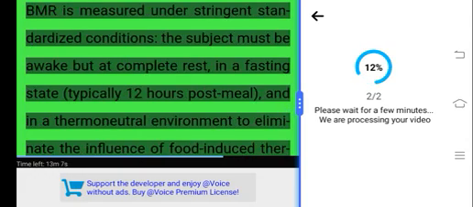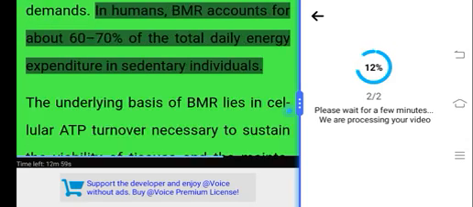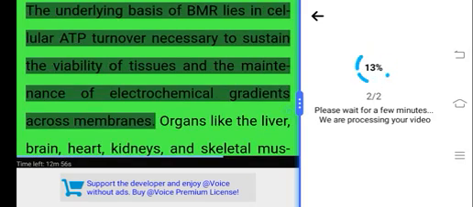The subject must be awake but at complete rest, in a fasting state typically 12 hours post-meal, and in a thermoneutral environment to eliminate the influence of food-induced thermogenesis and thermoregulatory energy demands. In humans, BMR accounts for about 60–70% of the total daily energy expenditure in sedentary individuals. The underlying basis of BMR lies in cellular ATP turnover necessary to sustain the viability of tissues and the maintenance of electrochemical gradients across membranes.